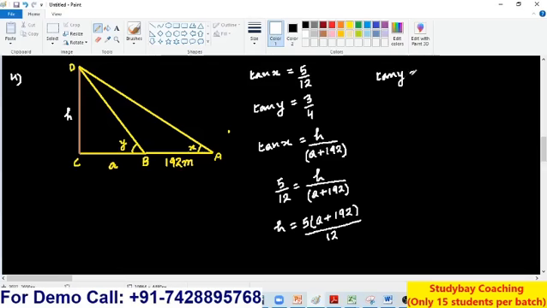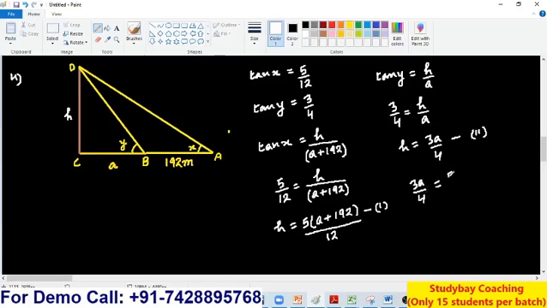In the same way, tan y will be equal to h upon A. Now tan y equals 3 upon 4, so this will be equal to h upon A. Now h will be equal to 3A upon 4. This is equation number 1, and this is equation number 2. Now in both cases, the left hand side is h, so we can put it like 3A upon 4.